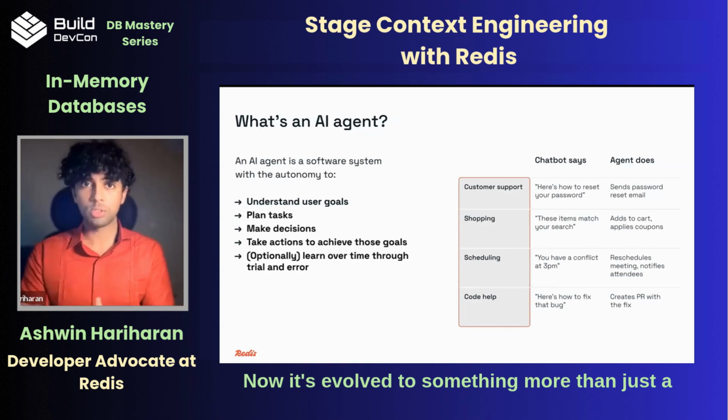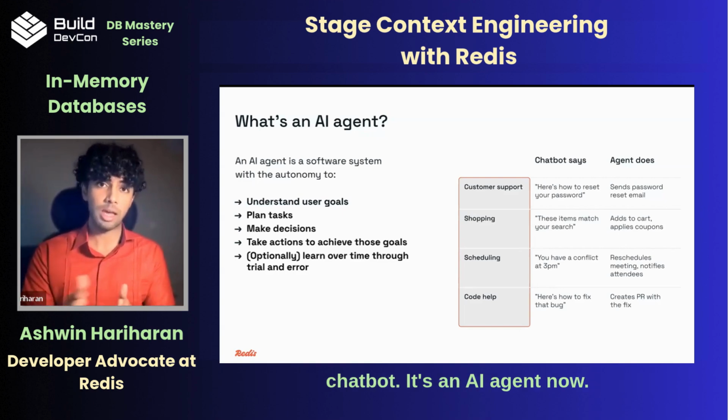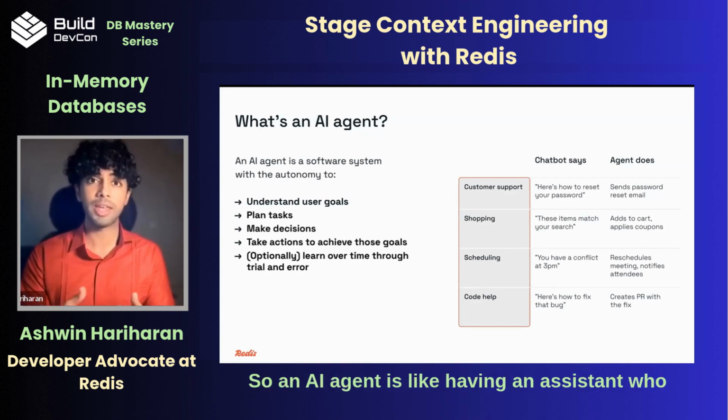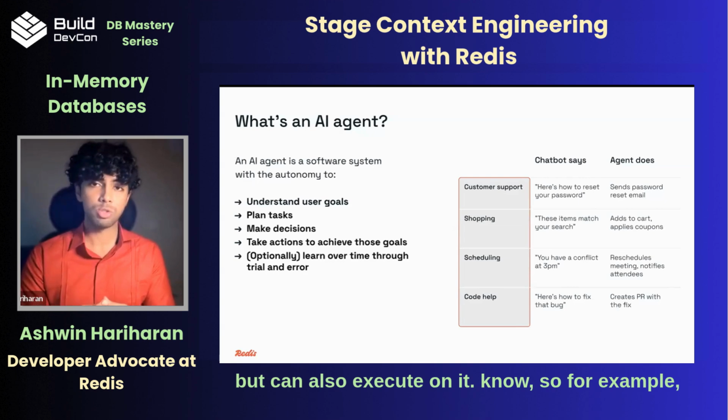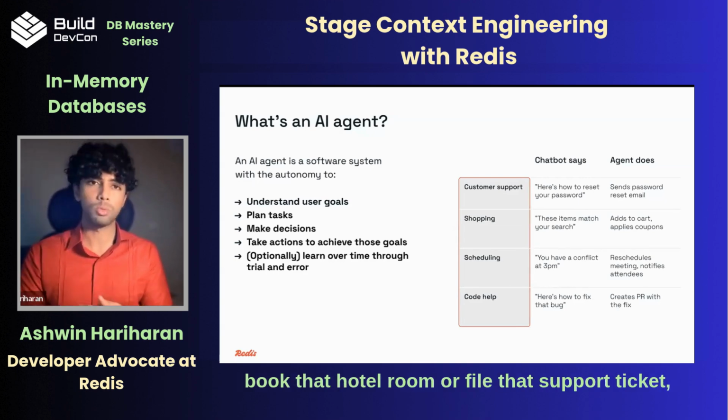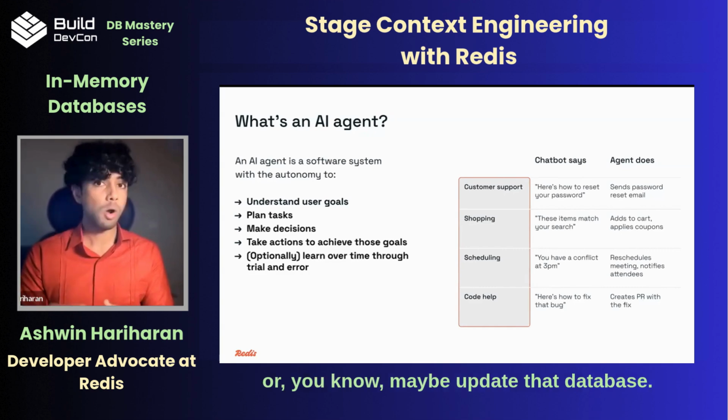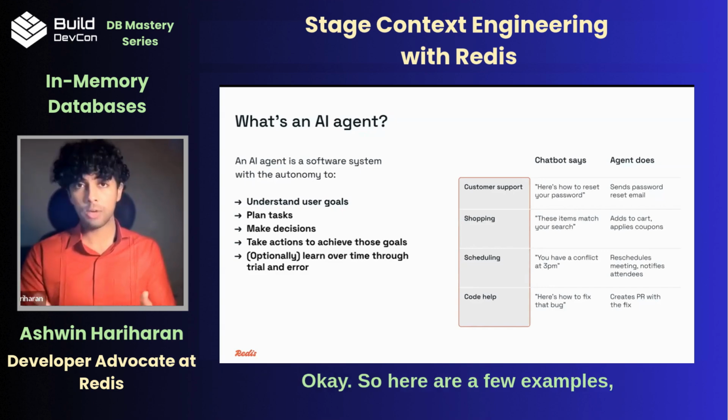Now it's evolved to something more than just a chatbot. It's an AI agent now. So an AI agent is like having an assistant who can not only give advice but can also execute on it. So for example, book that hotel room or file that support ticket, or maybe update that database. Okay. So here are a few examples.